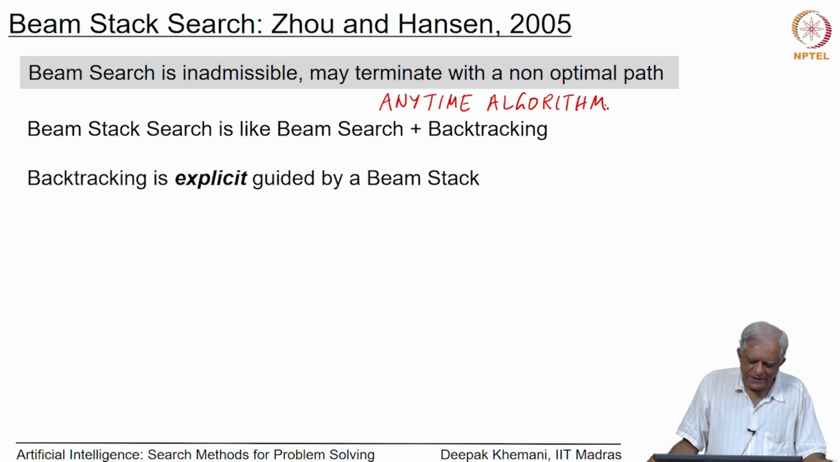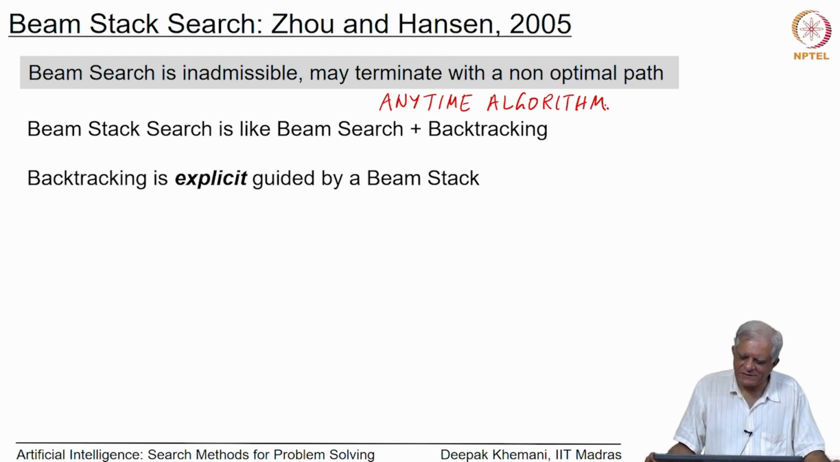Now, backtracking in beam stack search is explicit, unlike when we, for example, implemented depth first search. Backtracking was happening implicitly because the nodes that we stored in open were kept in such an order that they were visited in a depth first fashion, and we could say that the algorithm is backtracking going up towards the root and then coming down again, but it was not implemented explicitly. In beam stack search, the backtracking is implemented explicitly, which means you will actually go back to the parent and regenerate nodes essentially, and this regeneration process will be guided by something which is called a beam stack.